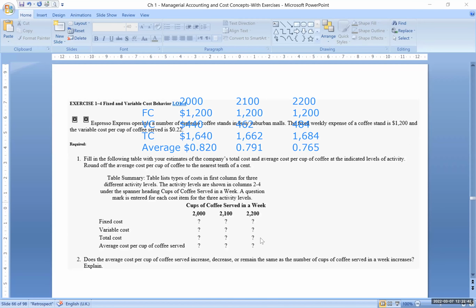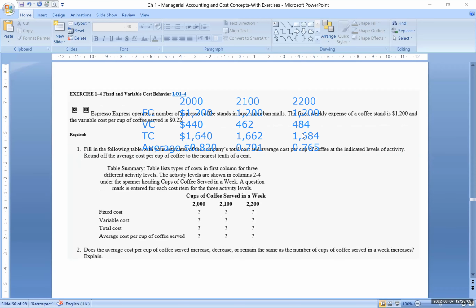Number B from the same question: does the average cost per cup of coffee served increase, decrease, or remain the same as the number of cups of coffee served in a week increases? Look, the average decreases while the cups served increases.